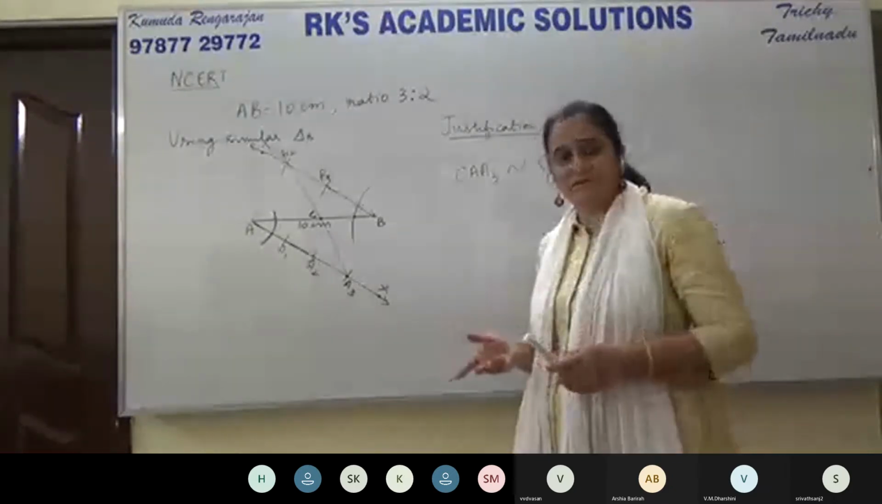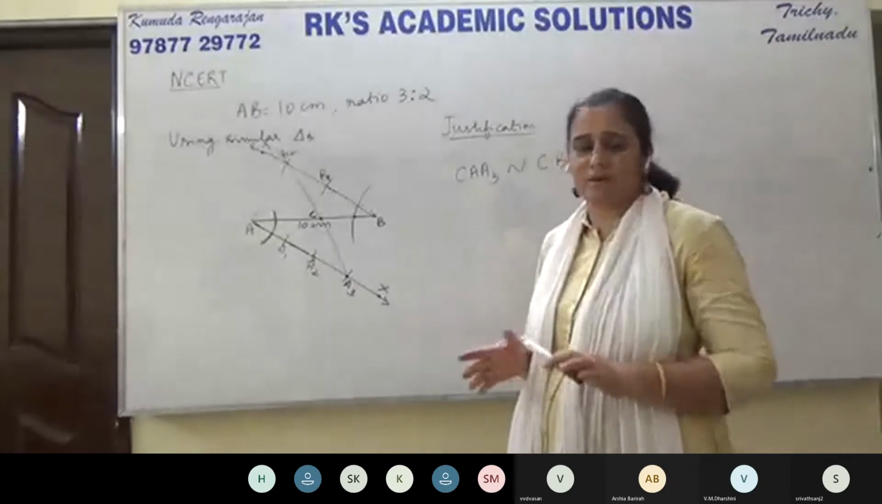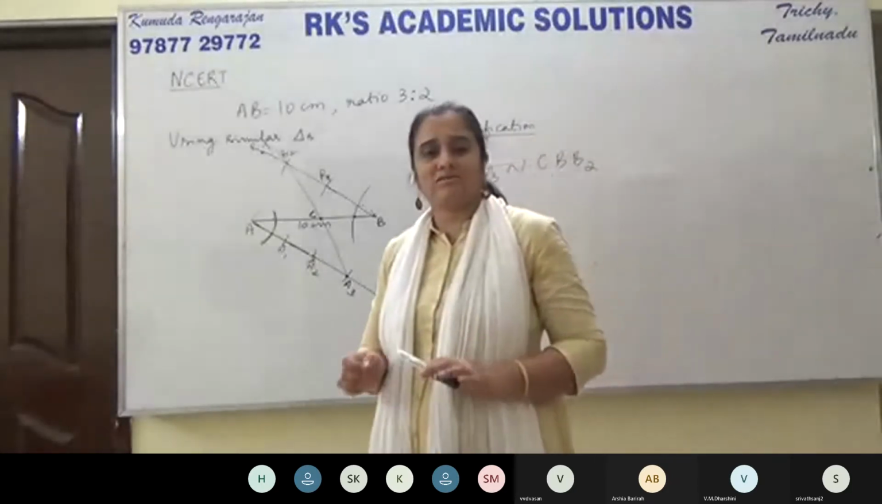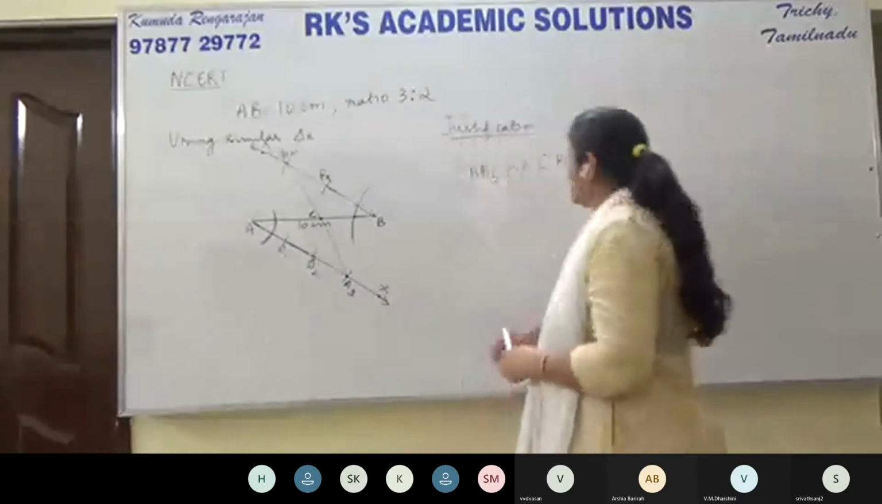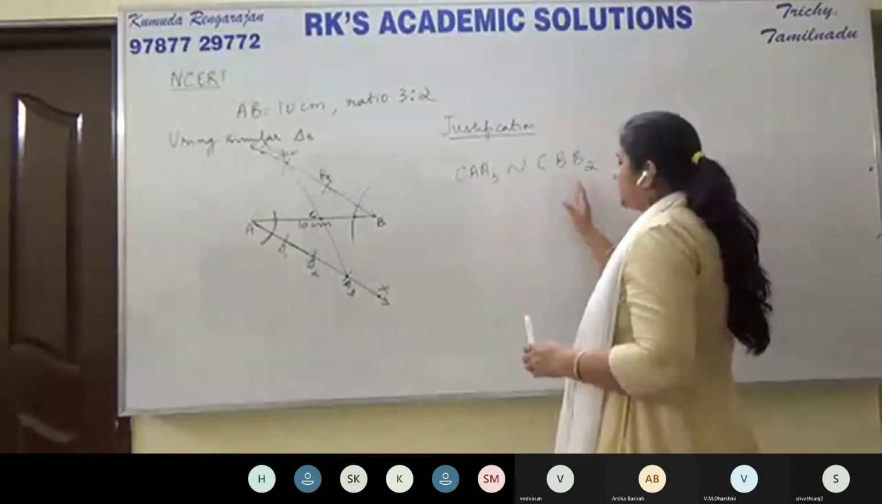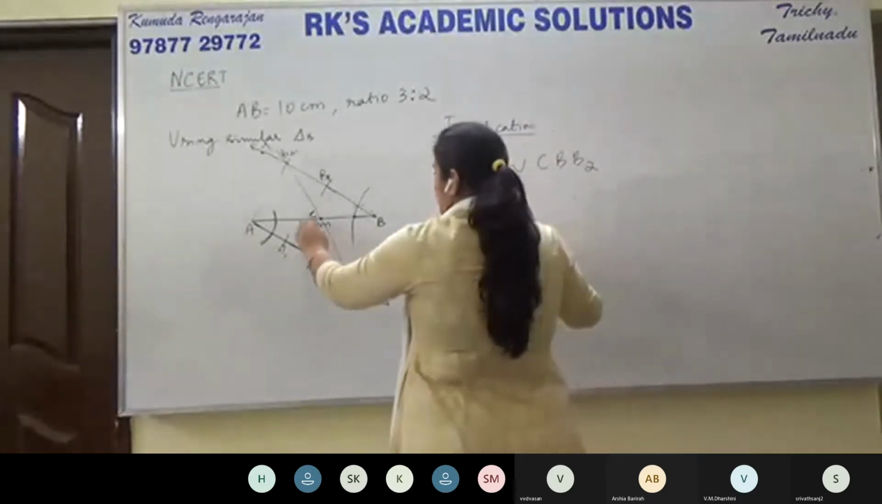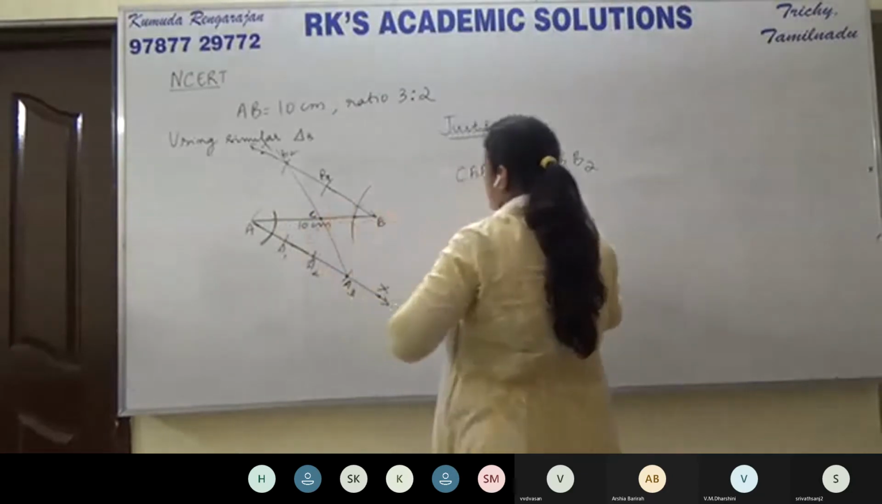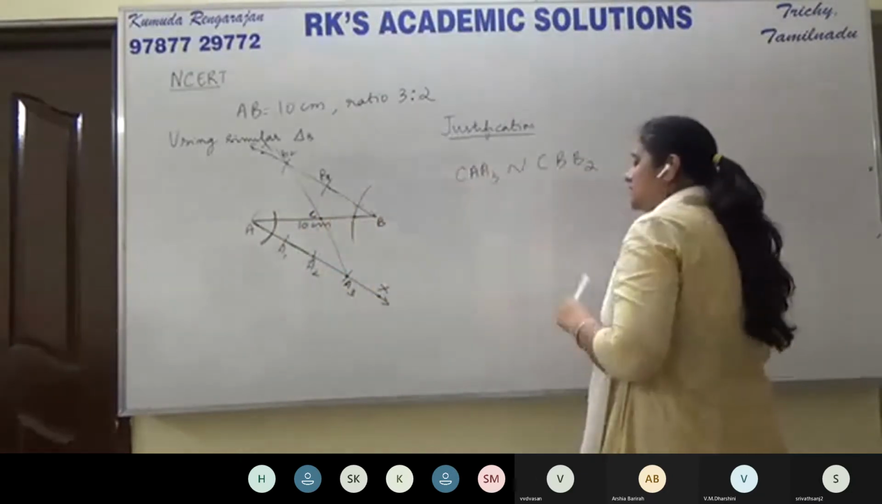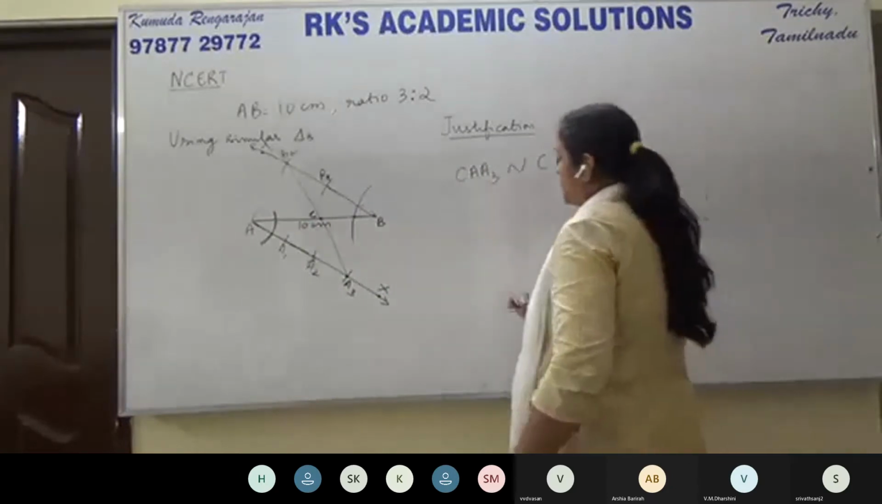When triangles are similar, their corresponding sides are proportional. How do we know this? Because vertically opposite angles are equal, and by construction, this angle is equal to this angle. So these two triangles are similar, and in similar triangles, corresponding sides are proportional.